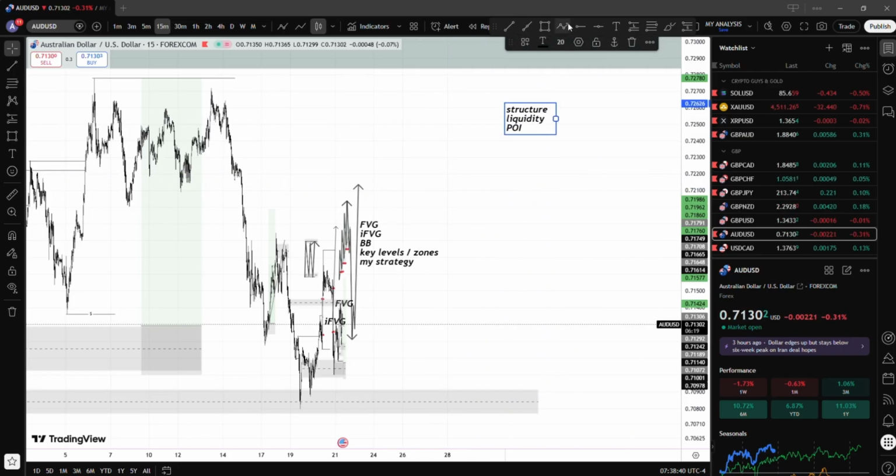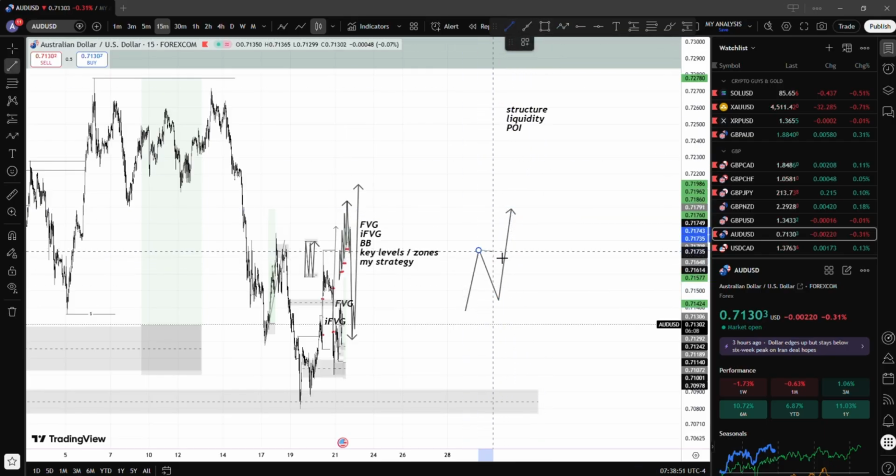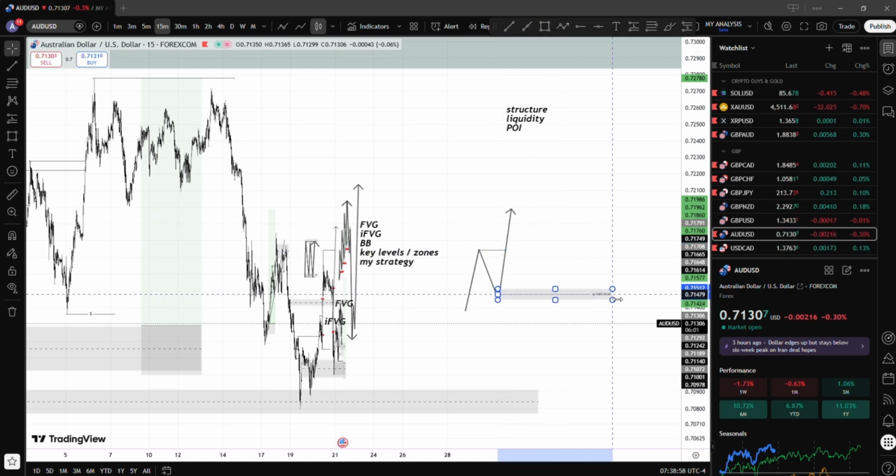How do I know my structure? Where is this guy breaking structure to, upside or downside? If it's an uptrend, breaking structure to the upside, I say okay, this is my BOS to the upside, and there must be another block here that led to that break of structure to the upside. Now I have my POI here. This is my POI. This is my structure. That is my break of structure to the upside. Now what I need is my liquidity.